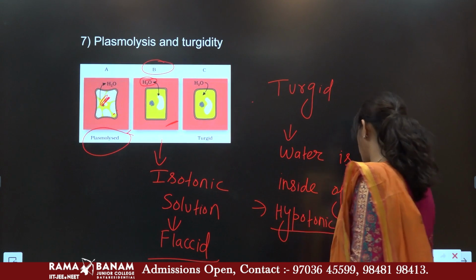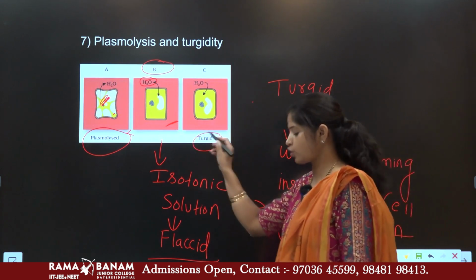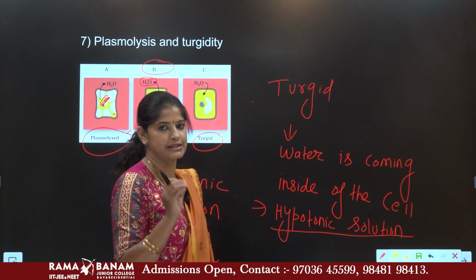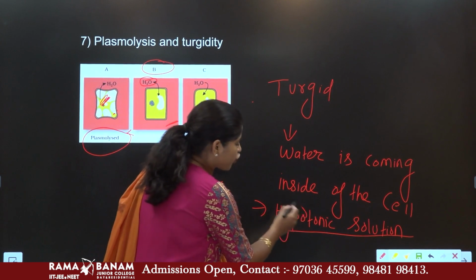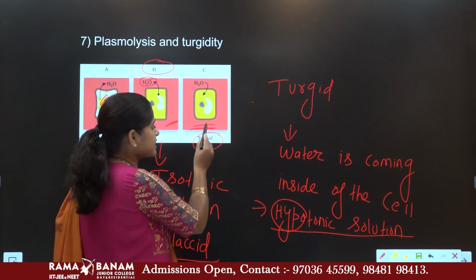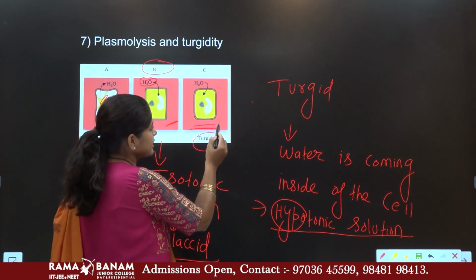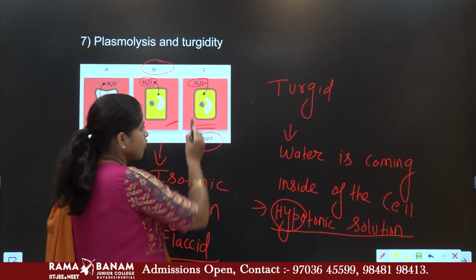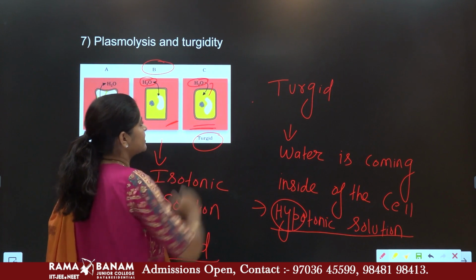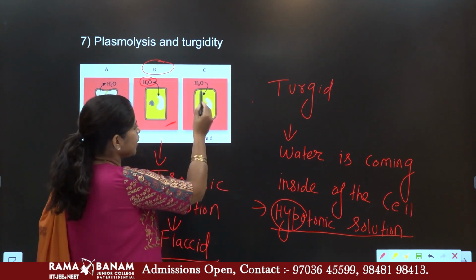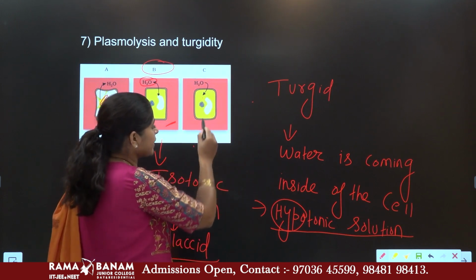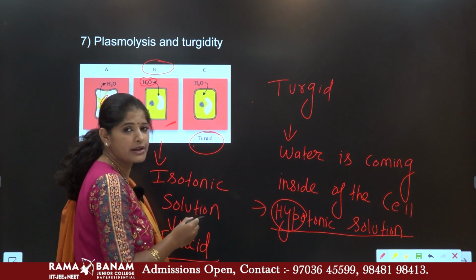What is the meaning of hypotonic? Hypo, you are totally aware, means less. So what is less? Solutes are less. Where the solutes are less? They are less in the external solution. If solutes are less, then water is more. Water is more in external, then that moves where? It is moving inside the cell. You can clearly see by the arrow that water is coming inside the cell. So when water is coming inside the cell, then the cell is called as turgid.